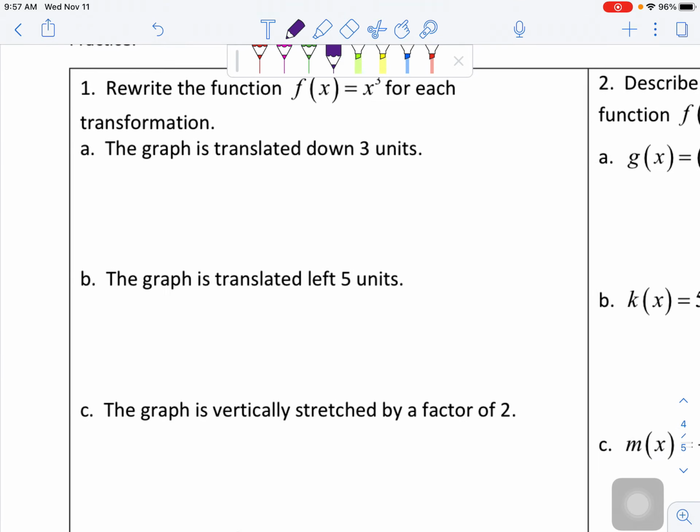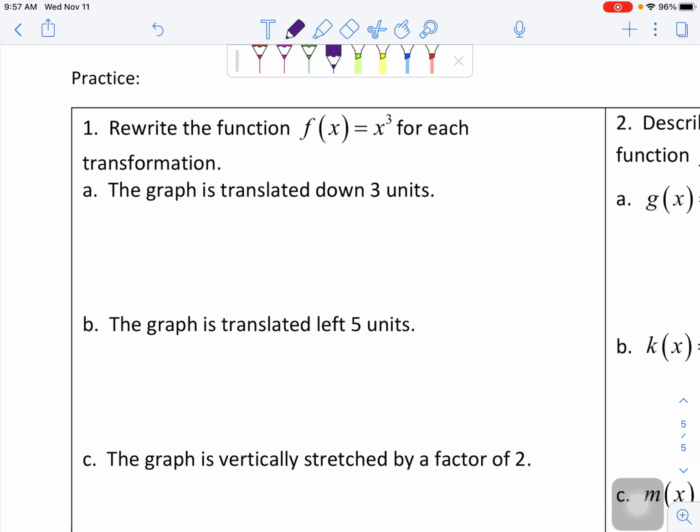So problem number one, we have a function that we're given here. This is f of x is equal to x cubed. So this is the third degree, it's the cubic power function. And we have a list of transformations that we are going to do to it. So in part A, we are looking to translate down 3 units.